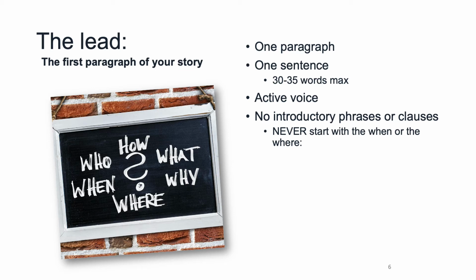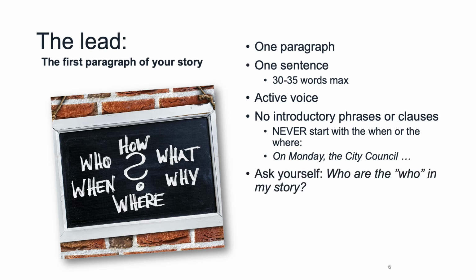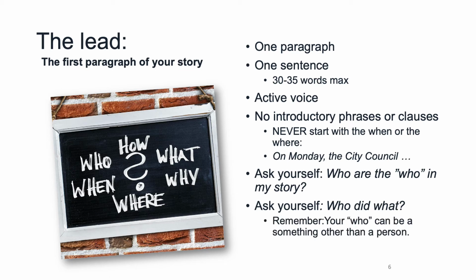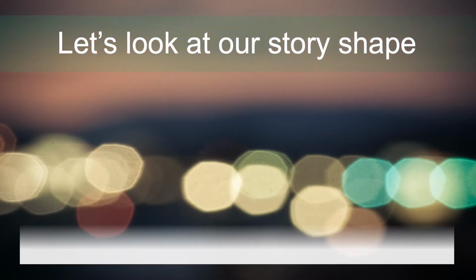If we start with who did what, then we won't have an intro phrase, and we'll write in active voice. So this is what I'm talking about. Our tendency is to want to do that because we don't know what to do with the when. It's kind of a problem child. But move that to the middle and ask yourself who is the who here. So who did what? Now remember, your who can be something other than a person, right?